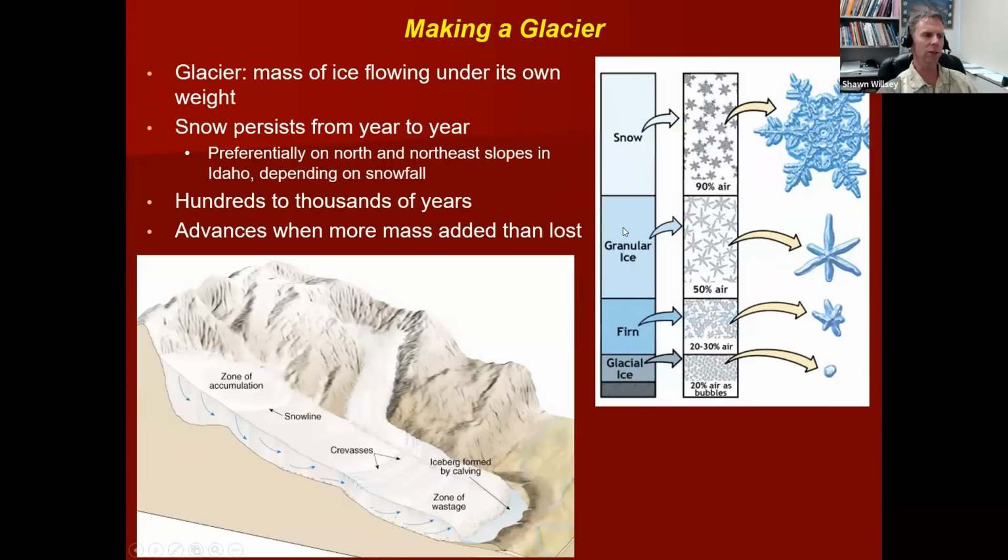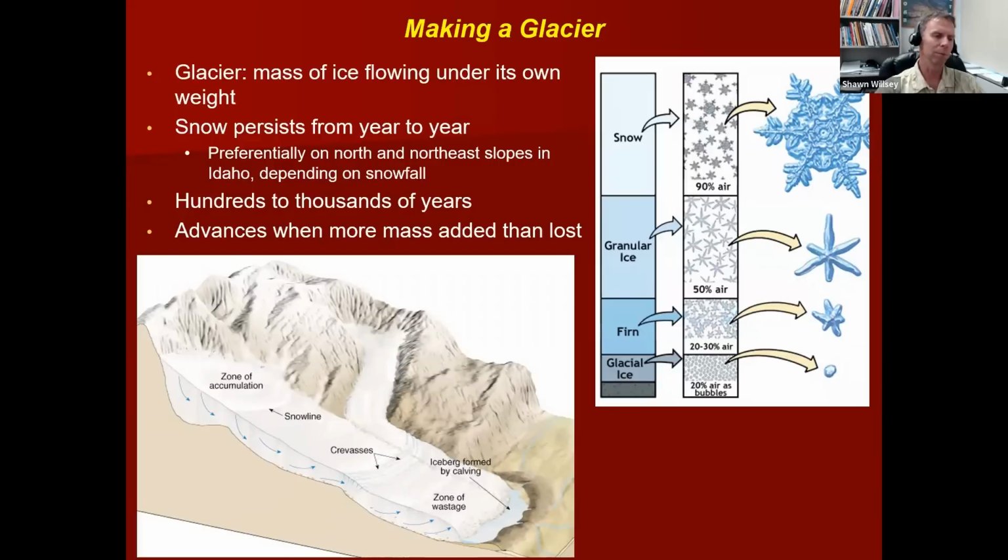And so if you can get snow to accumulate in any given location persistently, and it typically takes hundreds, if not thousands of years to really grow a glacier in most instances, if you can get that snow to slowly be transformed into glacial ice, and if it has sufficient mass, that ice will then start to move downslope under the influence of gravity, and voila, you have a glacier. You've got a glacier on your hands.